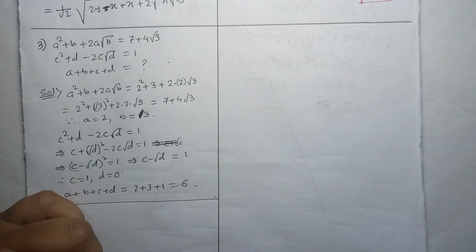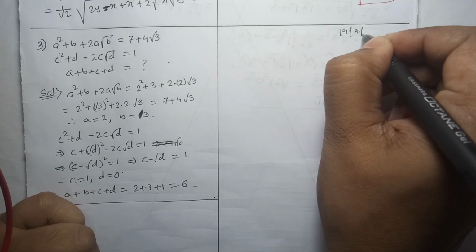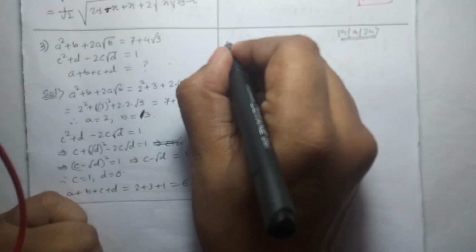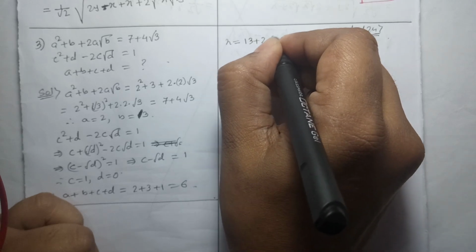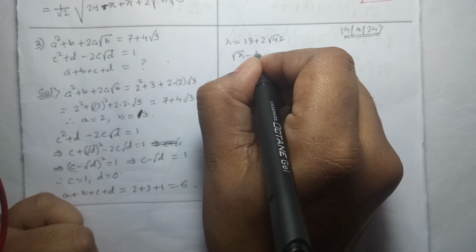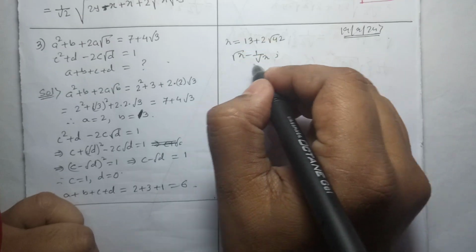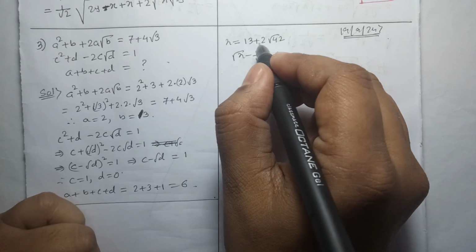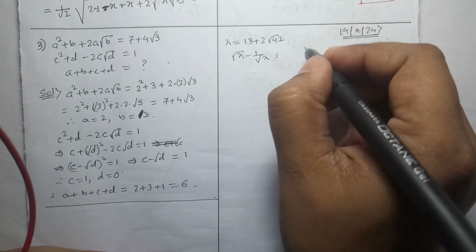If you refer to my previous video, I gave you a problem: x is equal to 13 plus 2 root 42. Find the value of root x minus 1 by root x. I gave you this problem and showed the solution. I request all of you who have watched this video to try a similar problem.